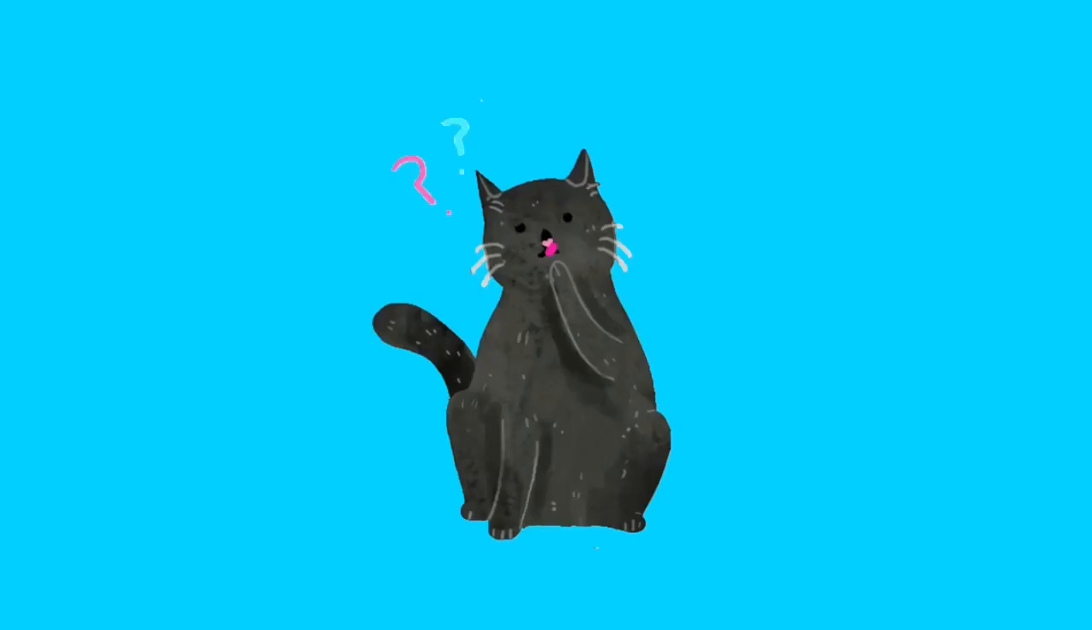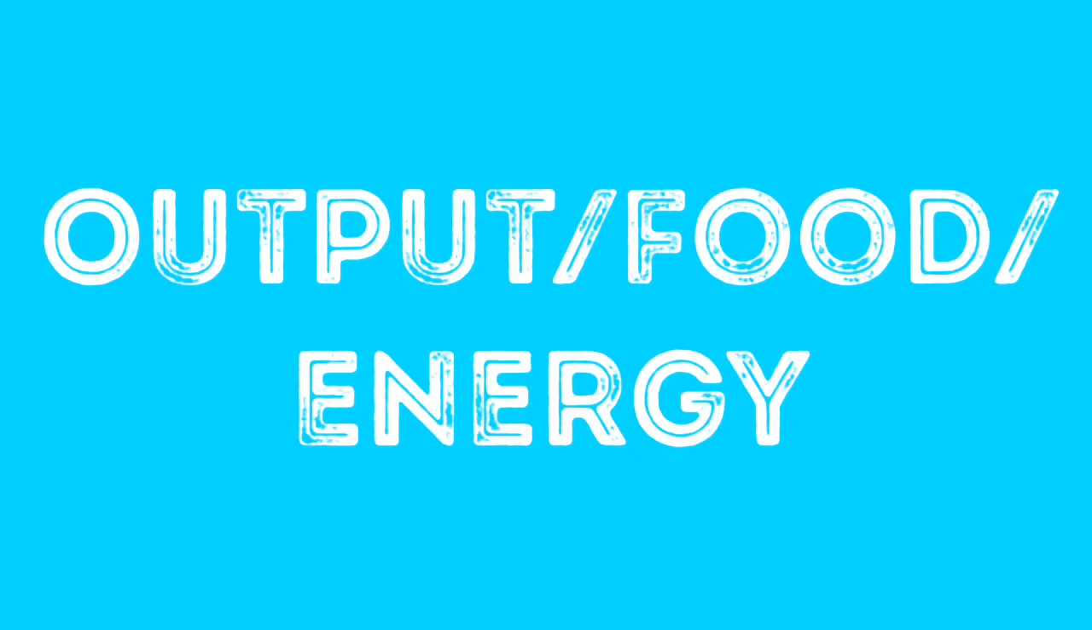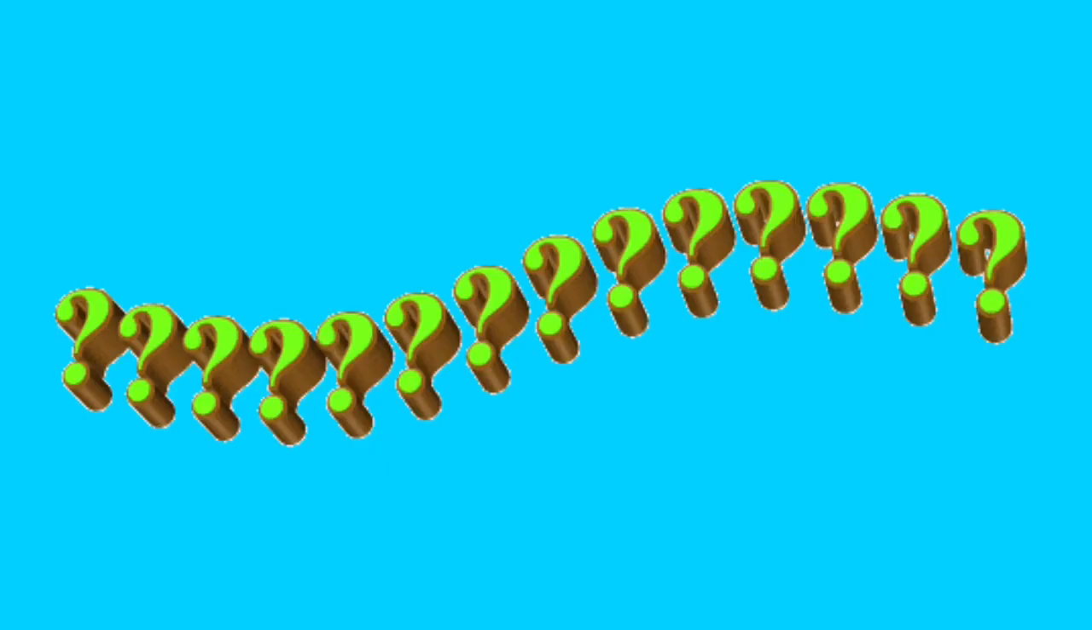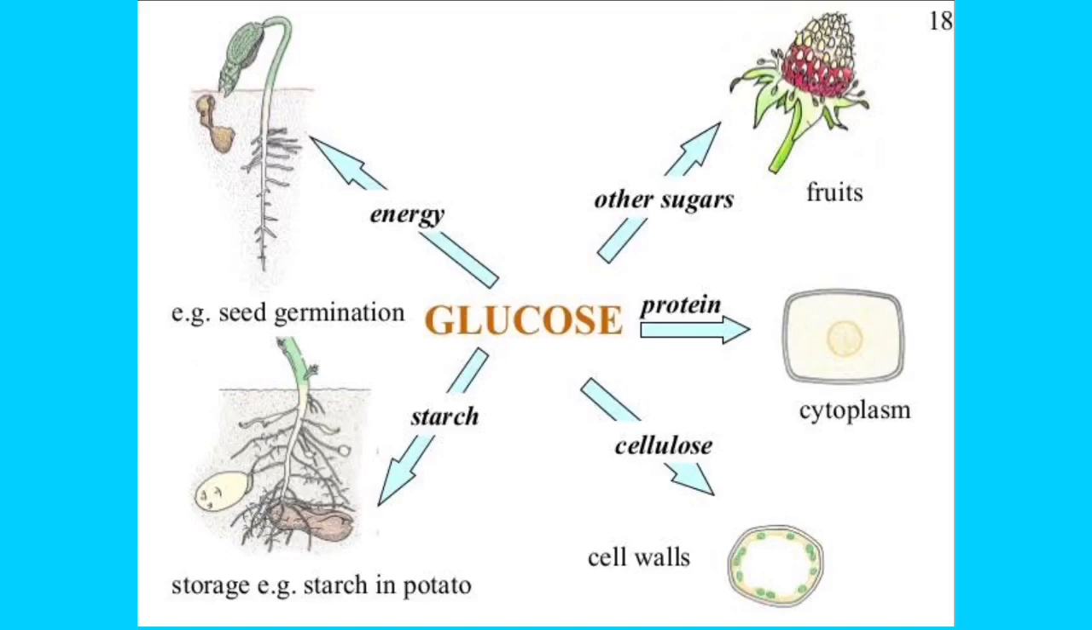But what is its food? The output or the food or the energy which the plant gets is glucose. Now you may be wondering, what is glucose? Well, the glucose produced is either stored in the form of starch or broken down by the process of respiration to release energy. Therefore, the plants by glucose get the energy, and that is their food.